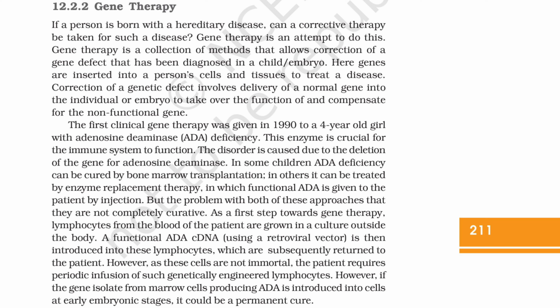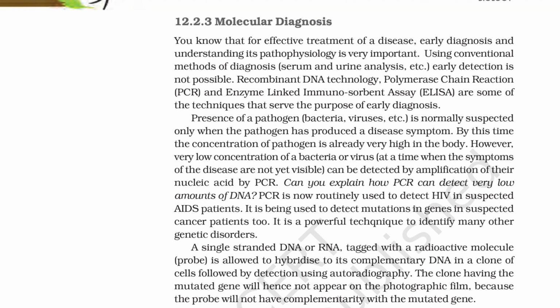As a first step towards gene therapy, lymphocytes from the blood of the patient are grown in a culture outside the body. A functional ADA cDNA, using a retroviral vector, is then introduced into these lymphocytes, which are subsequently returned to the patient. However, as these cells are not immortal, the patient requires periodic infusion of such genetically engineered lymphocytes. However, if the gene isolated from marrow cells producing ADA is introduced into cells at early embryonic stages, it could be a permanent cure.